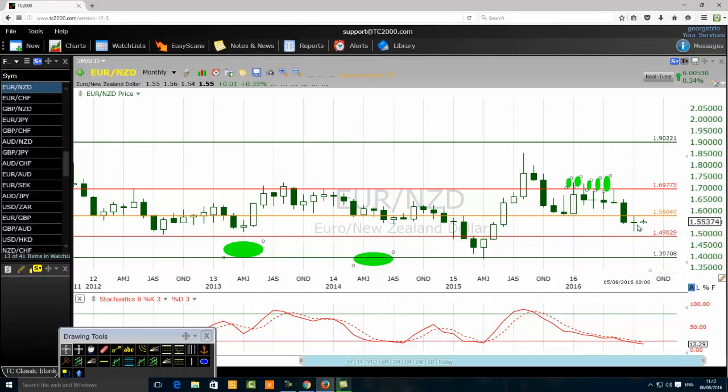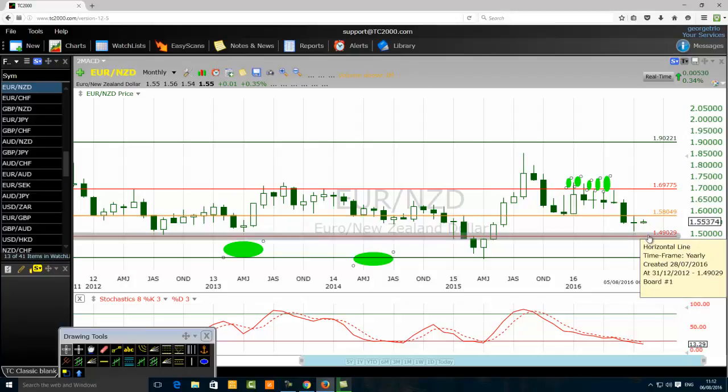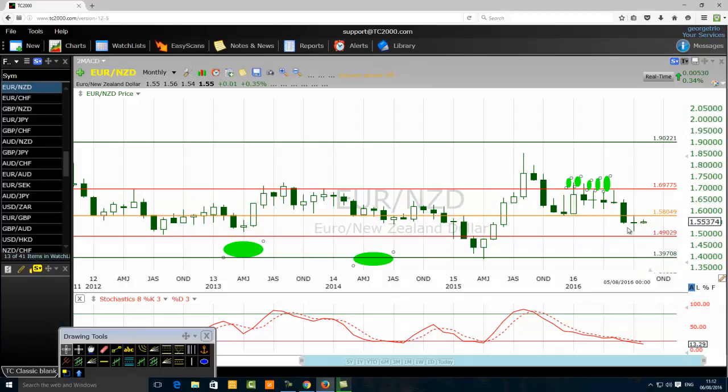But remember that there is a tail for this candle here. You can see that the price tried to go near the 149.02 and people bought it. So there are people buying this currency pair in this zone. So don't be surprised if it starts going up. But we will prefer it to continue to go down.